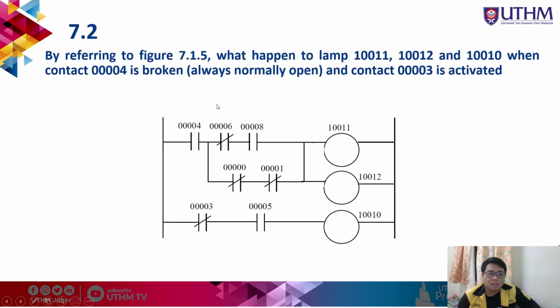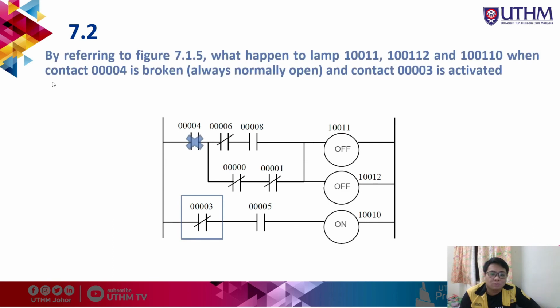Okay. Next will be question 7.2. By referring to figure 7.1.5, what happens to lamps 10011, 10012, and 10010 when contact 00004 is broken and contact 00003 is activated? Okay, so we put a cross on the contact that is broken, which is here, and 00003 is activated, so we put a square here to identify it is activated.